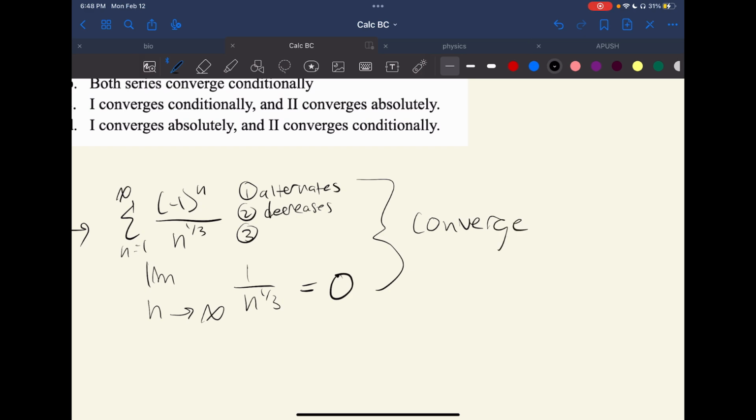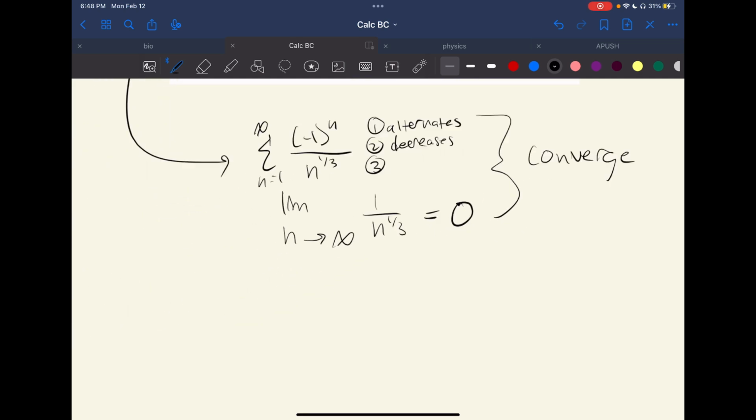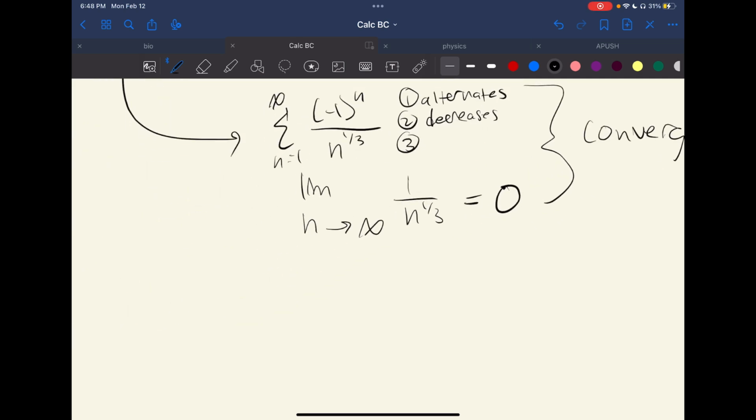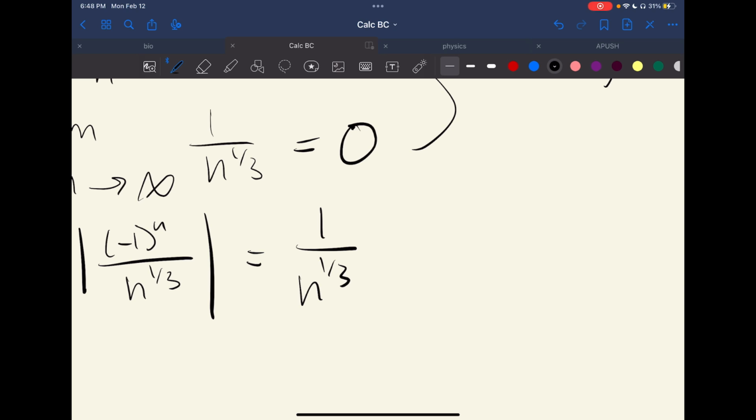Now, if we want to check if it absolutely converges, we have to do the absolute value of that one, right? So if we do the absolute value of -1 to the n over n to the 1/3, this is going to become 1 over n to the 1/3. It's not going to alternate anymore between positive and negative. And then here we can just use the p-series test.